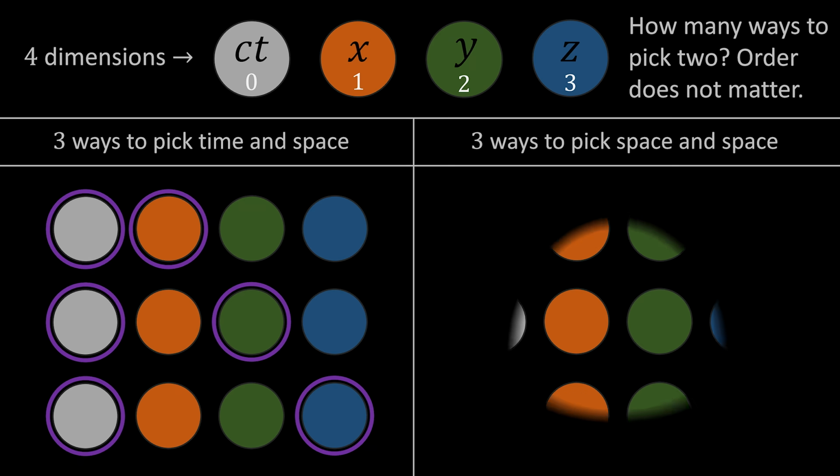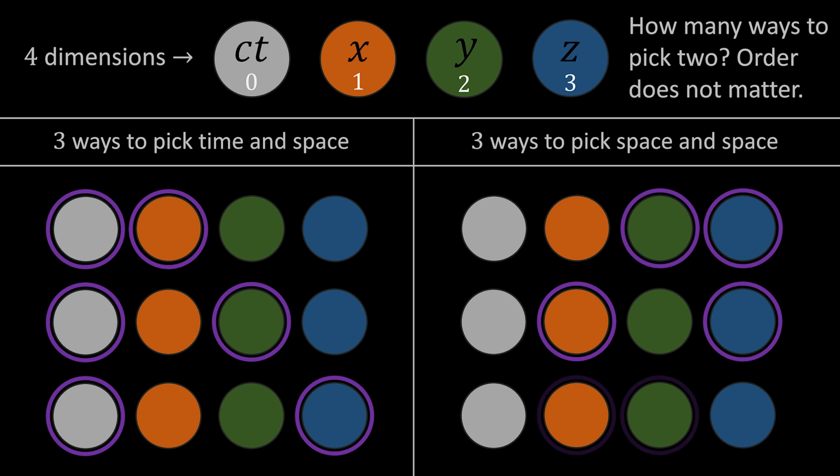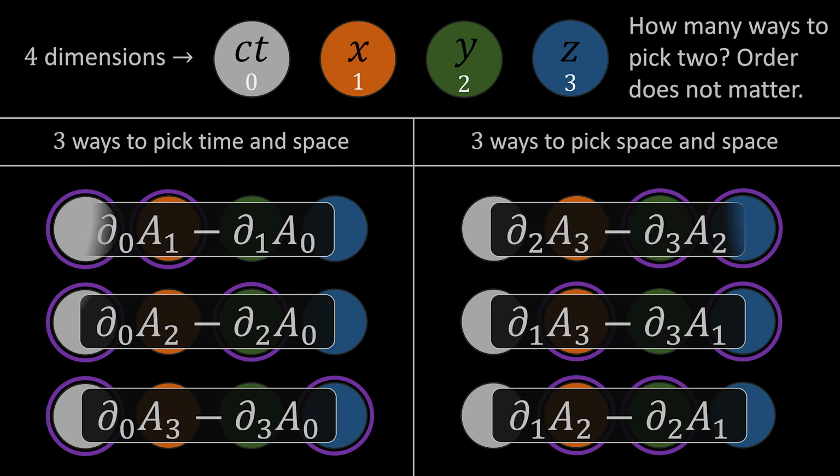And also, there are 3 ways to pick a space and a space dimension, because each of those ways is going to leave 1 dimension unselected. So for example, you can do not x, not y, and not z. So in other words, yz and xz and xy. Okay, and for each one of these ways, we can write the expression which corresponds to the derivative of this component of a with respect to that component of spacetime, minus the derivative of that component of a with respect to this component of spacetime.